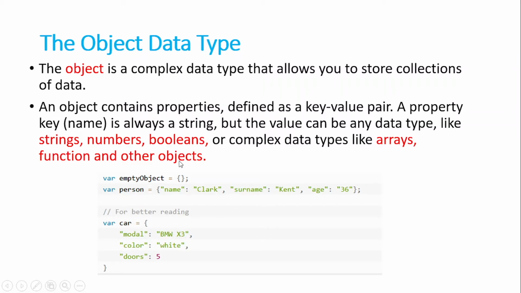It can be a string, a number, a boolean, or an array. We'll be understanding what an array is. It can also be a function or another object as well. So it can also contain nested objects.